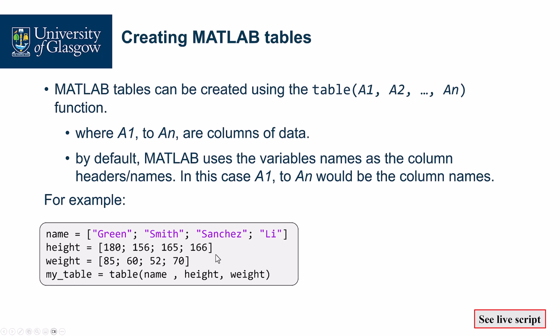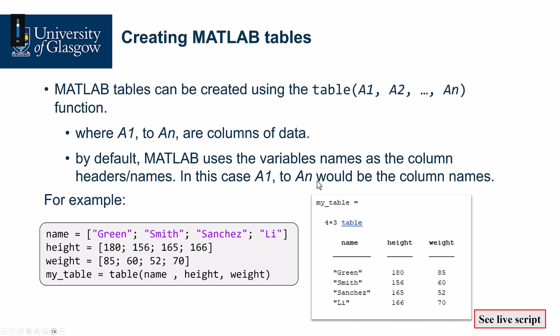So let's see what happens. After executing this command, the result is myTable. The data type is table. This is another type of data, a 4x3 table. And we can see the content: name, height, weight. These are the variable names, right? The variable names are used as column names. And these are the contents of these three variables. So this 4x3 table is generated by the table function.